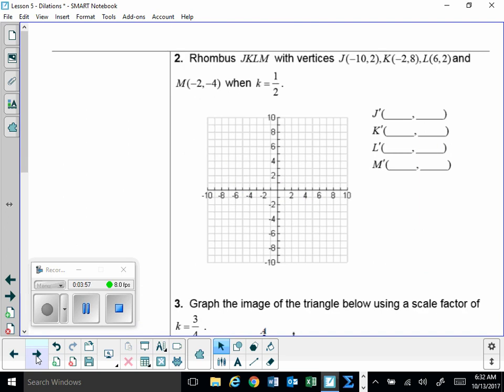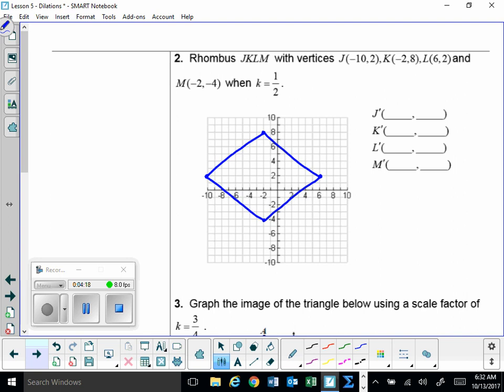Oh, a rhombus this time. Let's go ahead and plot these points. Let's see, -10, 2, -2, 8, 6, 2, and -2, -4. Straight edges would be nice for this so that you're able to connect your points neatly. J, K, L, M. All right, my scale factor is 1/2.